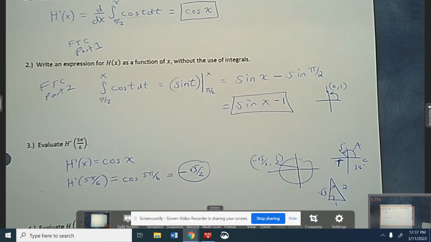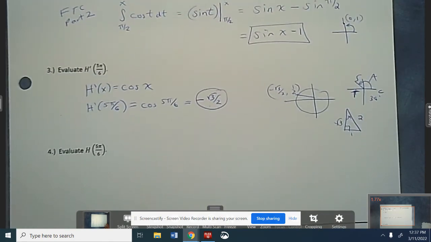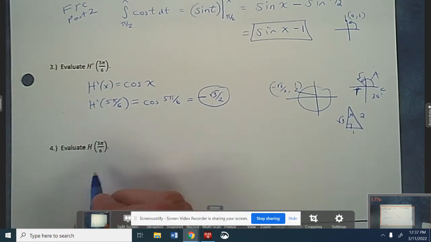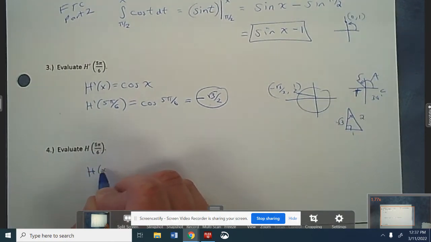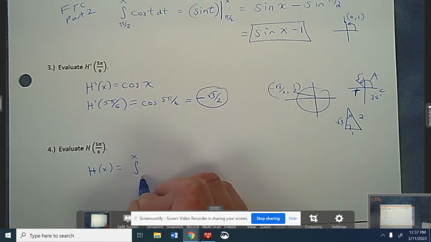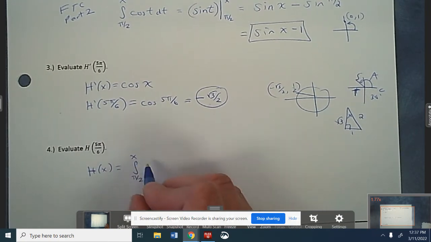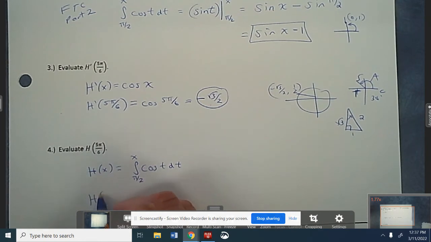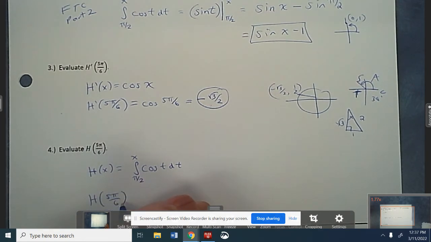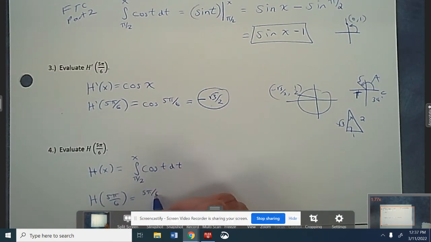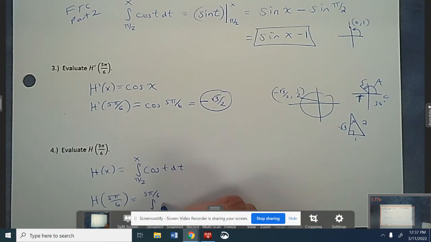And then the last one here is number 4. We want to find H of 5 pi over 6. So since H of x is defined as the definite integral from pi over 2 to x of cosine t dt, if we want to find H of 5 pi over 6, then what we can do is plug in 5 pi over 6 in place of x anywhere we see it. So we're going to plug that in for the upper limit of integration.